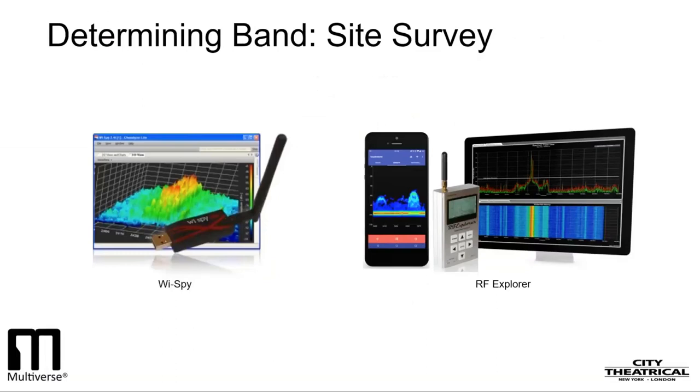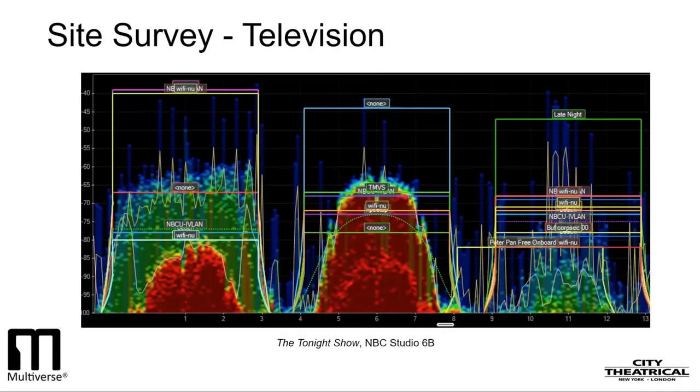The method professionals use to decide this is a site survey, and it requires some additional specialized equipment called a spectrum analyzer. Popular examples are Wi-Spy and RF Explorer. Spectrum analyzers allow you to see what is normally invisible and help you to direct your broadcast to less crowded areas of the spectrum. Here's a view of the 2.4 GHz spectrum from a Manhattan TV studio. It's a crowded radio environment, but we can see there is less activity in the upper end of the spectrum, and we want to direct our broadcast there. Without a way of visualizing this, our challenge would be a lot harder.